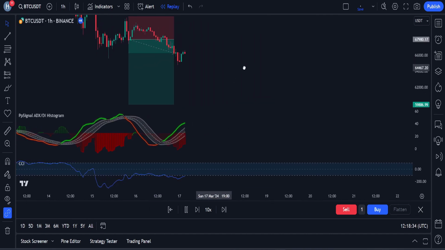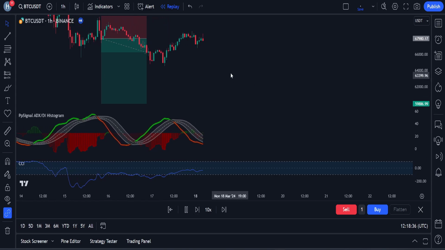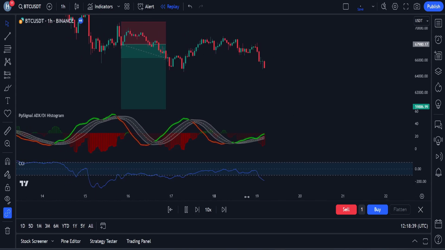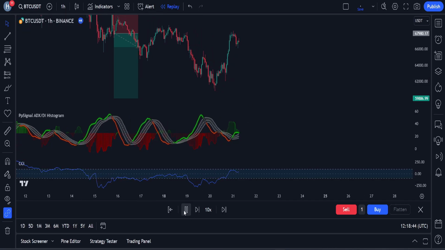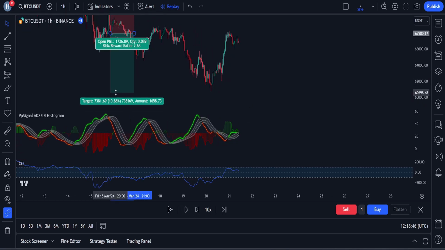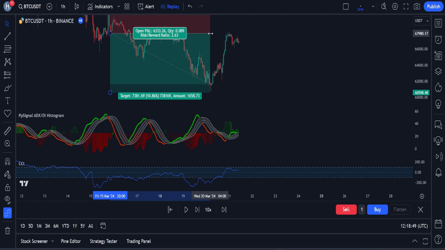I hope you guys have understood the rules for entering a buy and sell trade using this strategy. This strategy is really simple and easy to implement, and it also has amazing accuracy. Please test this strategy first before using it in your trading.